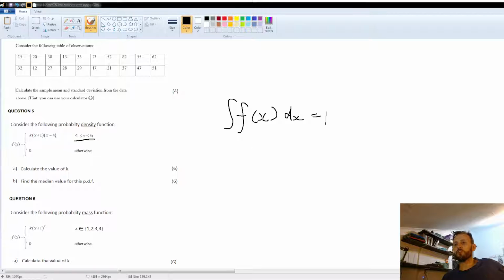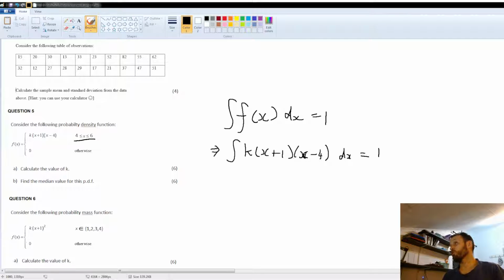And then you perform this integration. Okay, I hope you know how to do this. It's the integration of k times (x plus 1) times (x minus 4), bit of an ugly x there, dx. Constants come out, so k comes to the front. Oh, and this should be equal to 1. I'll keep the implications here.